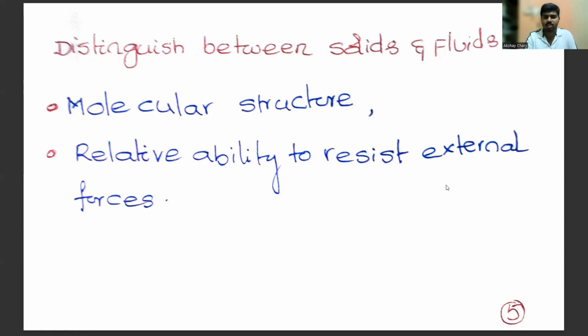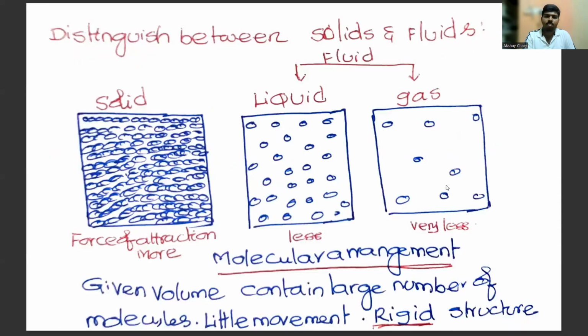First is molecular structure, second is relative ability to resist external forces. Next, this is the clear example of what I was going to say previously: distinguishing between solids and fluids. Here you can observe that in solids, the force of attraction is more.